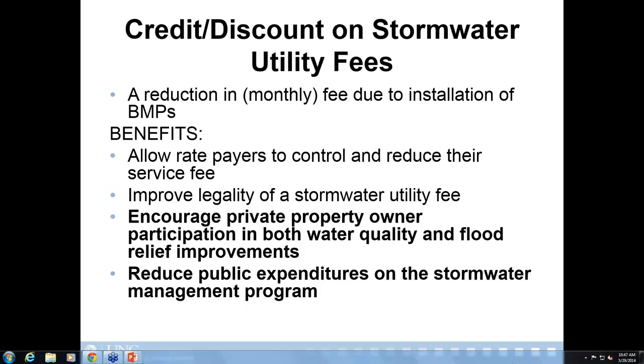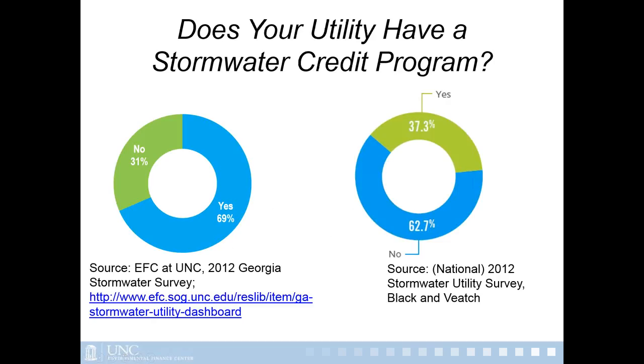The next slide is looking at two different studies, very different scales. The chart on the left shows the results of a 2012 Georgia Stormwater Survey that the Environmental Finance Center did at the state level, and we found that about 70%, so 69% of the 54 utilities that we surveyed, and we really contacted all of the stormwater utilities in the state of Georgia, so it was very comprehensive, and about 70% of them did have some sort of a stormwater credit program.